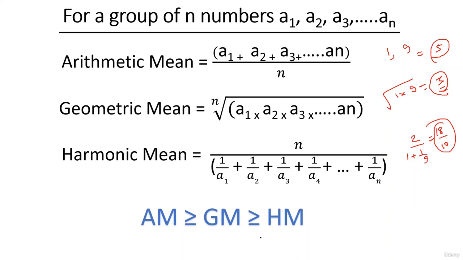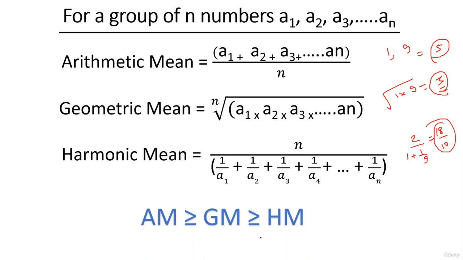Now, when will the equality hold? When the numbers you take are all equal. You take all equal numbers, the arithmetic mean will be the same number. Say 3, 3, 3, 3, taken 4 times. 3 plus 3 plus 3 plus 3 divided by 4, 4 threes are 12 upon 4, the average is again 3. The fourth root of 3 raised to 4 will be 3. And 4 divided by the reciprocals 1 by 3, 1 by 3, 1 by 3, 1 by 3 is again 3. So remember, for a group of n positive real numbers, AM is greater than or equal to GM is greater than or equal to HM.